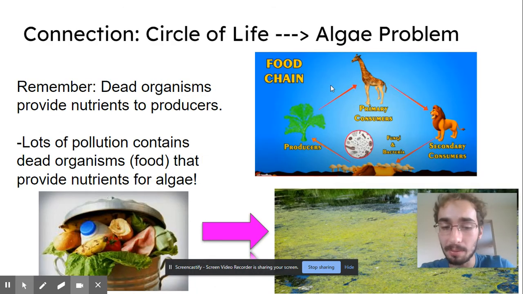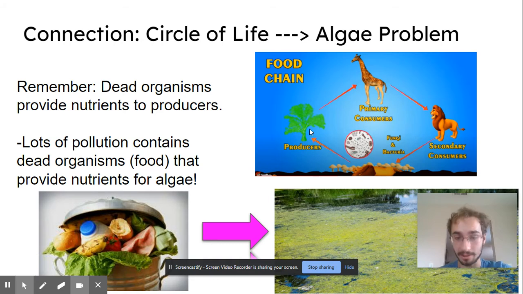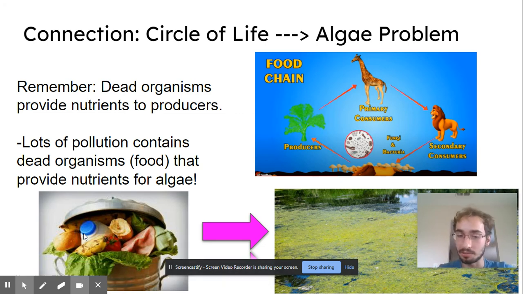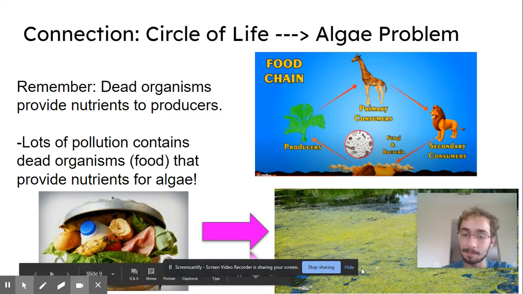And then please remember there is a connection to the circle of life. If you remember, when animals and plants die, they go to the soil, and then fungi and bacteria and other decomposers will change their bodies into nutrients that producers can use. And it's the same thing with algae. Pollution actually contains dead organisms. A lot of pollution has food residue in it, and that provides nutrients for algae. So that's why Stockton's water's gone so bad. The more pollution, the more nutrients that algae can use to bloom and take over like this.